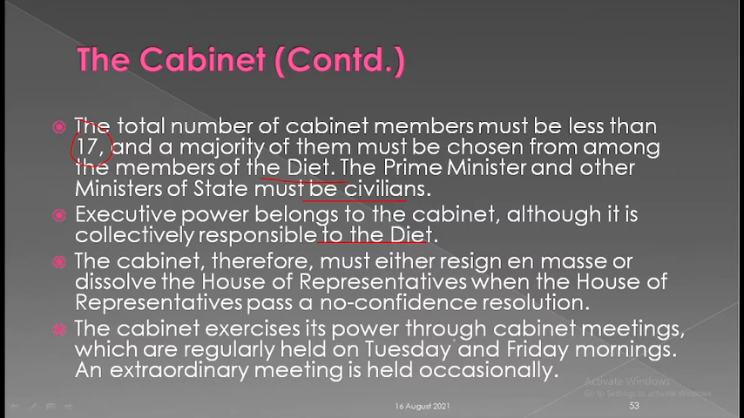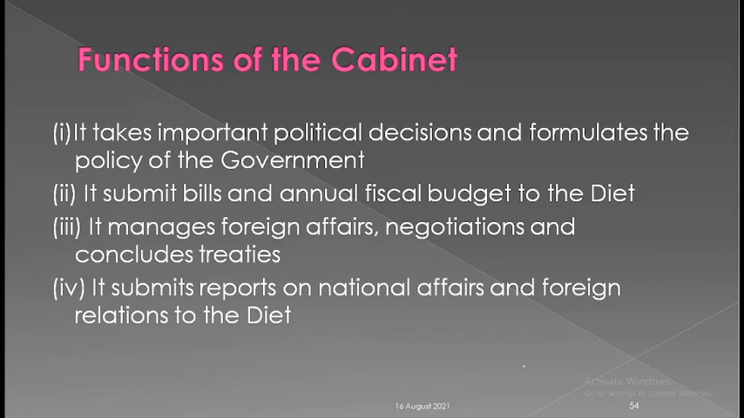The cabinet exercises its power through cabinet meetings, which are regularly held on Tuesday and Friday mornings. Every week they have to have meetings on Tuesday and Friday, but sometimes extraordinary meetings are also held occasionally. Now, let's come to the functions of the cabinet. First, the cabinet takes important political decisions and formulates the policy of the government. All important political decisions and policies are framed by the cabinet.